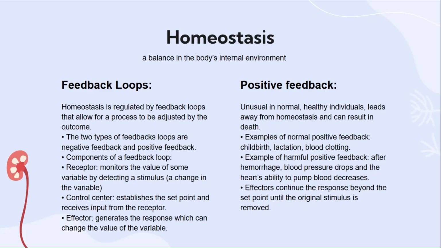And the components of a feedback loop include first a receptor, which monitors the value of some variable by detecting a stimulus, which is basically a change in the variable. And then there's a control center, which establishes the set point and receives input from the receptor. And then there's an effector, which generates the response, which can change the value of the variable.